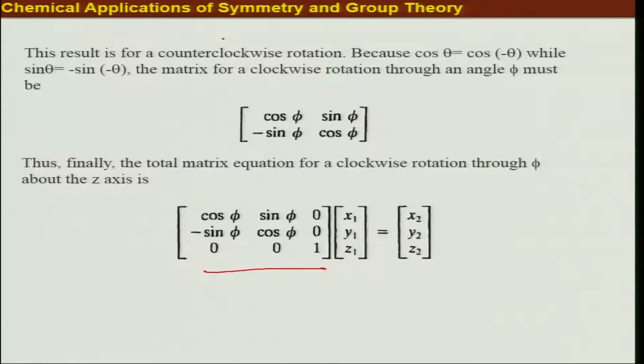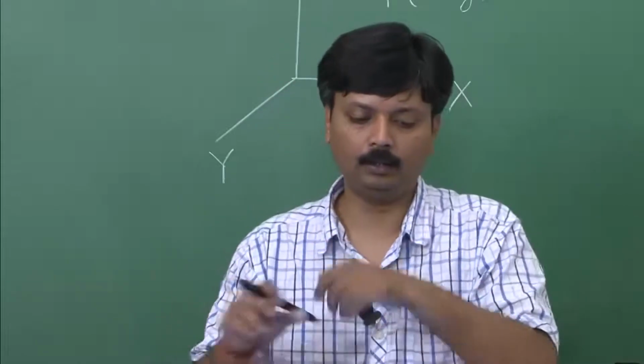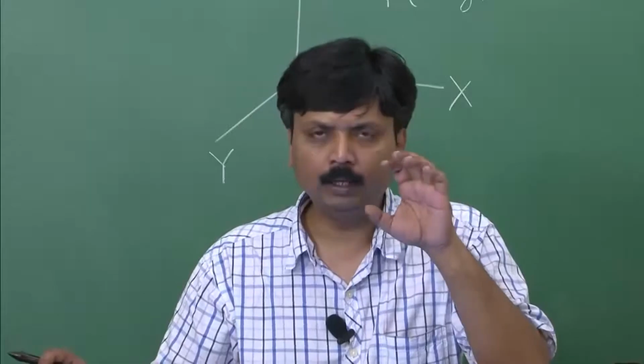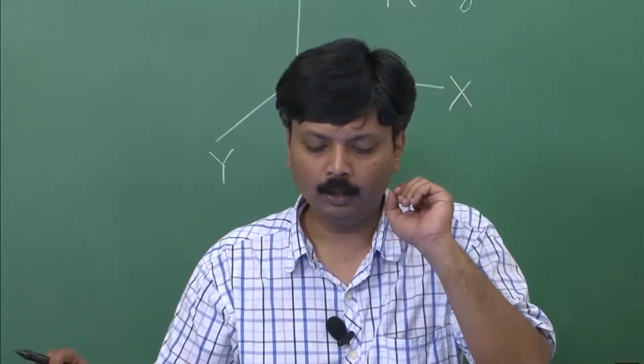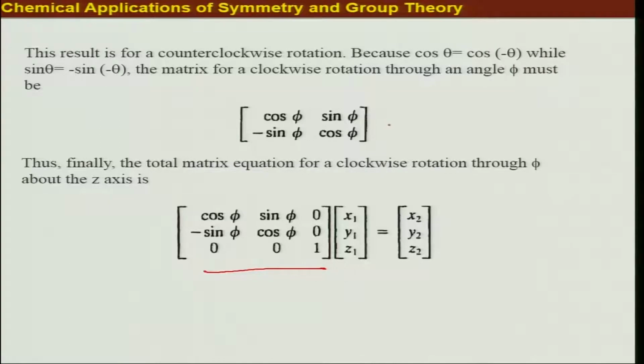Now if we want to do it for a clockwise rotation, that is very easy, because cos minus theta and cos theta are the same, while sin minus theta is minus sin theta. Utilizing that, we can find the 2 by 2 matrix for a clockwise rotation as well, which is shown here. Finally, we can write the overall matrix for clockwise rotation by this expression.